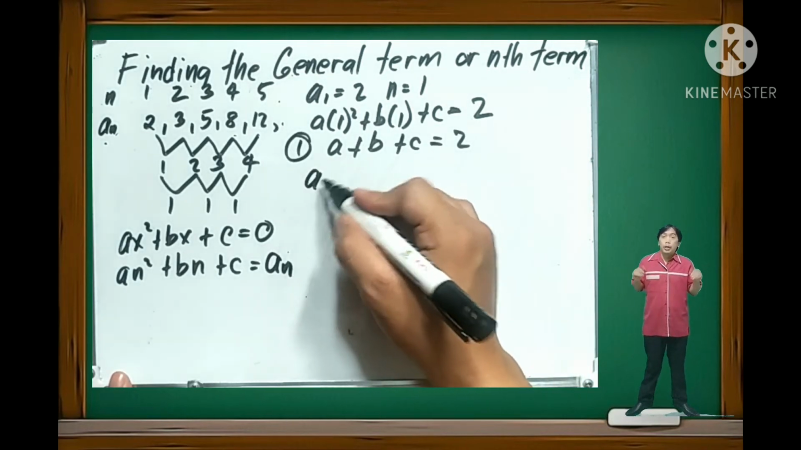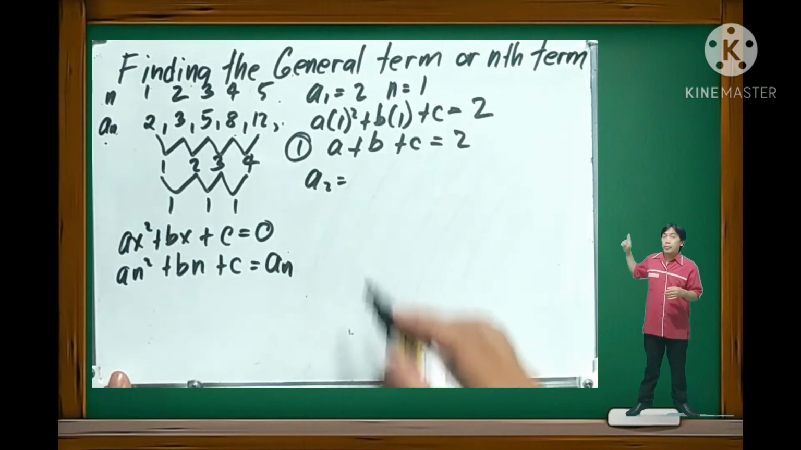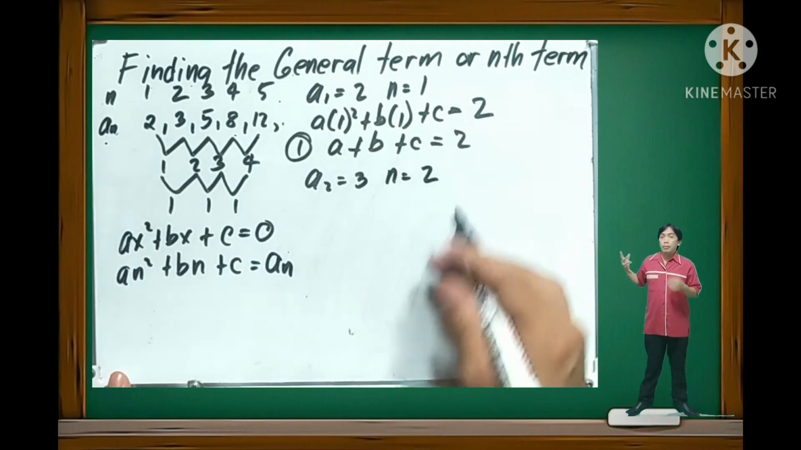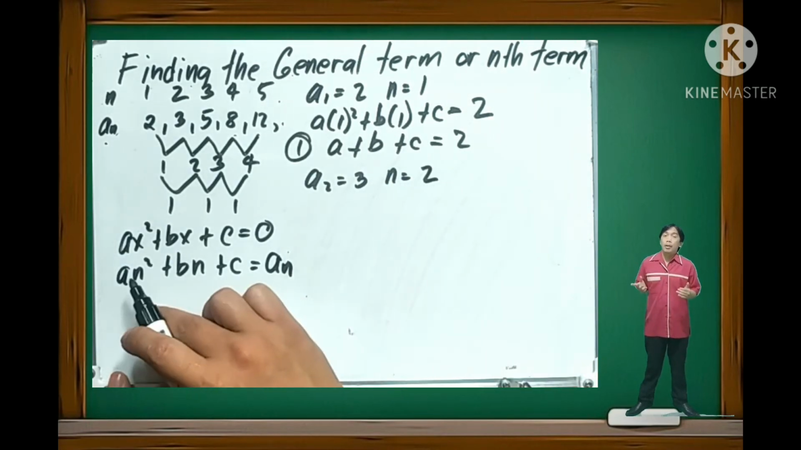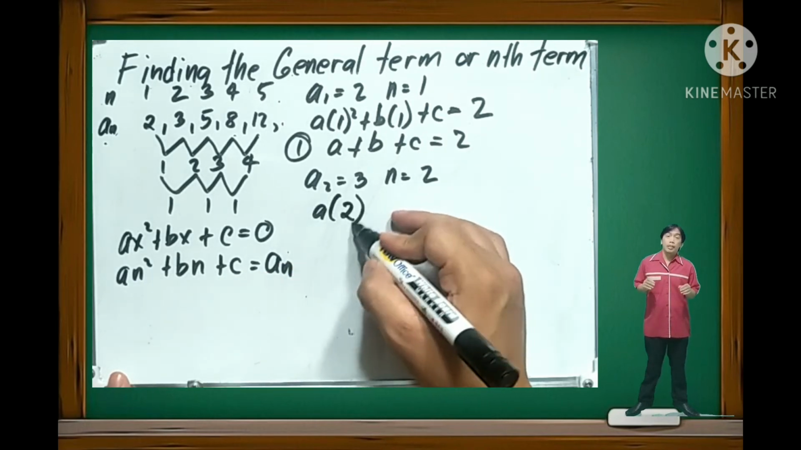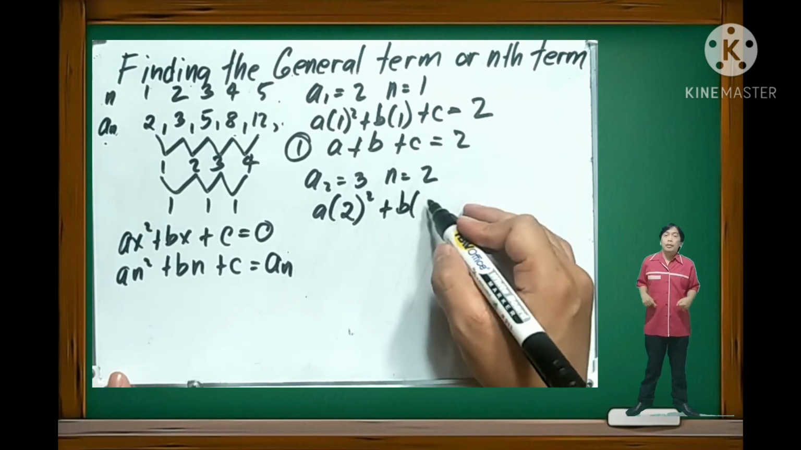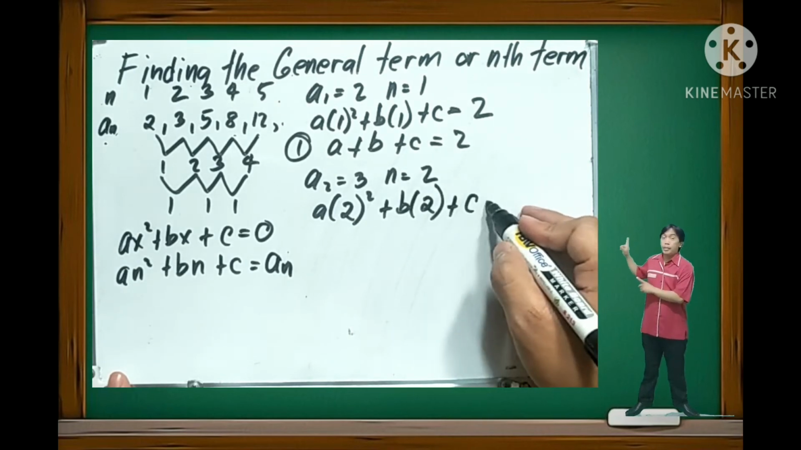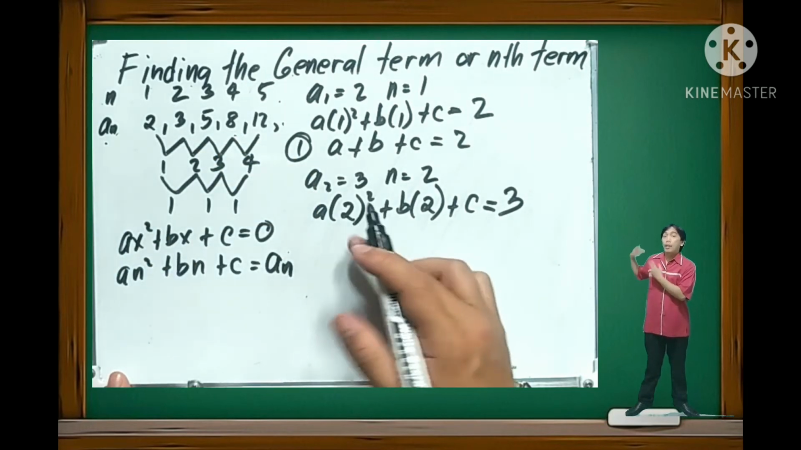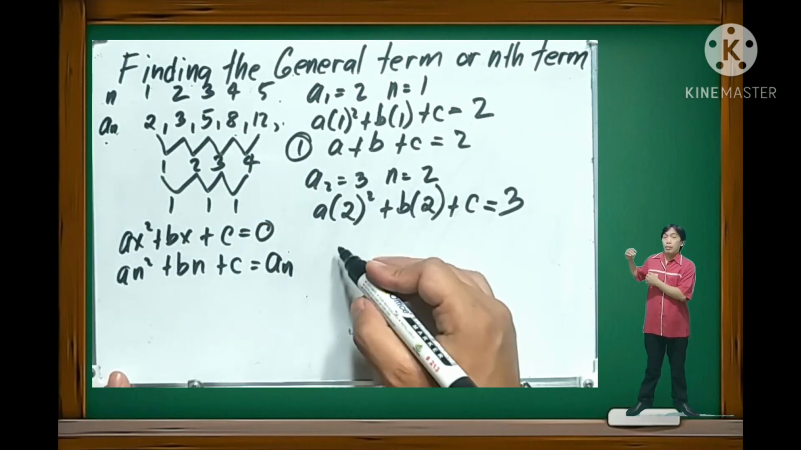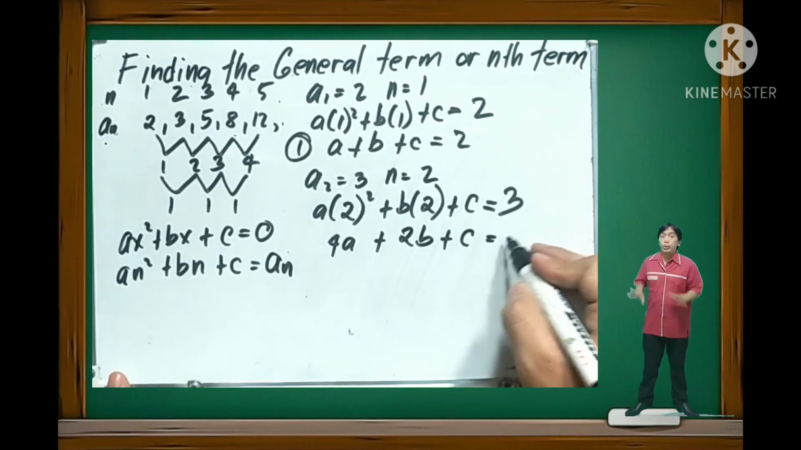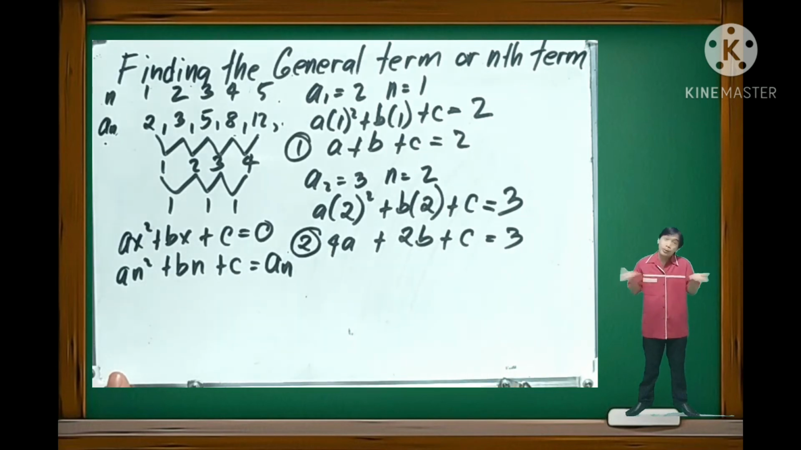Now our a sub 2 here is 3, and our n is equal to 2. So let's substitute this into the given equation. We have the value of n, which is 2 squared, times a, plus b times the value of n, which is 2, plus c is equal to 3, the second term. Simplifying, 2 squared is 4 times a, which is 4a, plus 2b plus c is equal to 3. That is our second equation.